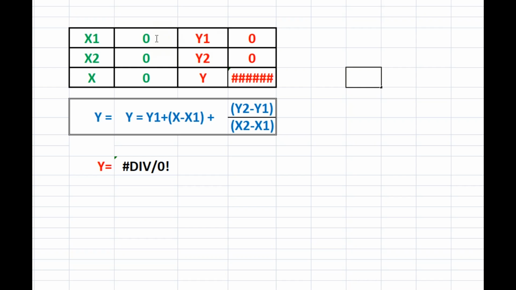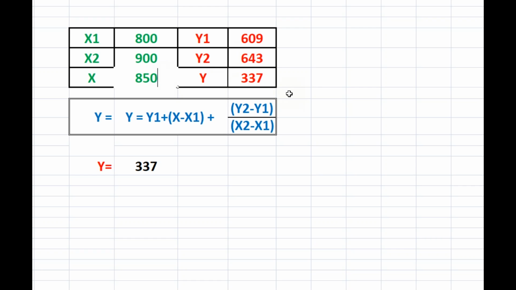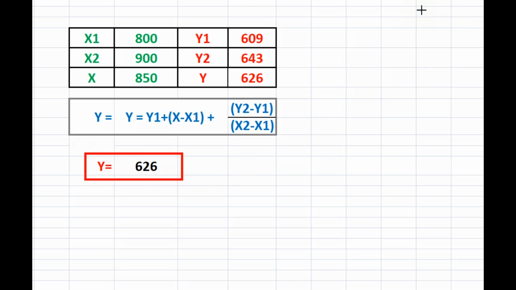For 800 rectangular duct size, we have an equivalent round diameter value of 609, and for 900 we have an equivalent round duct diameter of 643. So for 850 we will have an equivalent round duct diameter value equal to 626.